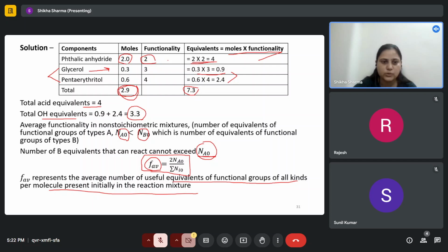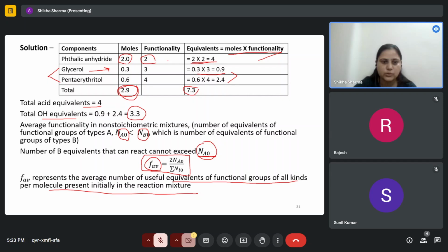And the OH equivalents come from two sources, glycerol and pentaerythritol. So we multiplied the functionality and the moles of these two, and we get the glycerol contributing 0.9 equivalents, and pentaerythritol contributing 2.4 equivalents. So 0.9 plus 2.4 is 3.3. So we have OH equivalents as 3.3 while the acid equivalent is 4. So the OH equivalent is lesser and the acid equivalent is higher, so the limiting one will be the OH equivalents, right?